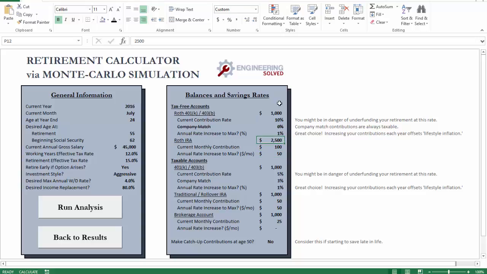Now the current maximum in 2016 in the U.S. is $5,500 a year per person, and that's about $458 a month. So I think I have built in that limitation in this tool, but I have not in the other simpler retirement calculator tool that you can also find on my website under the economics section.